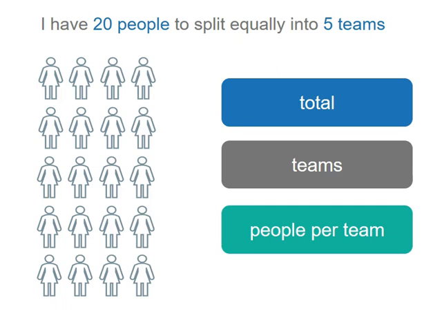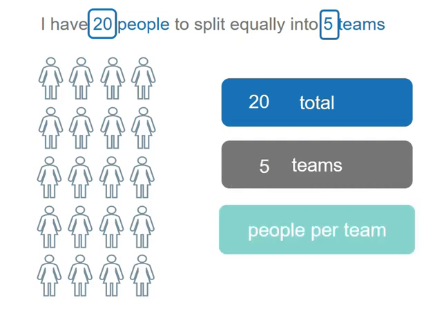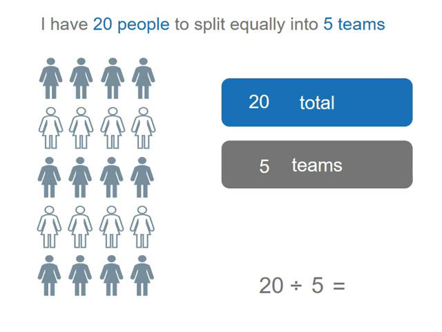So if we look at our problem, we do know that there are 20 people. So that's how many we've got all together. That's our total. We know we want to put them into 5 teams. So 5 teams is like our groups. So we've got 20 and we need to share them into 5 groups. So what we're solving is 20 divided by 5. 20 shared into 5 groups, and that equals 4.